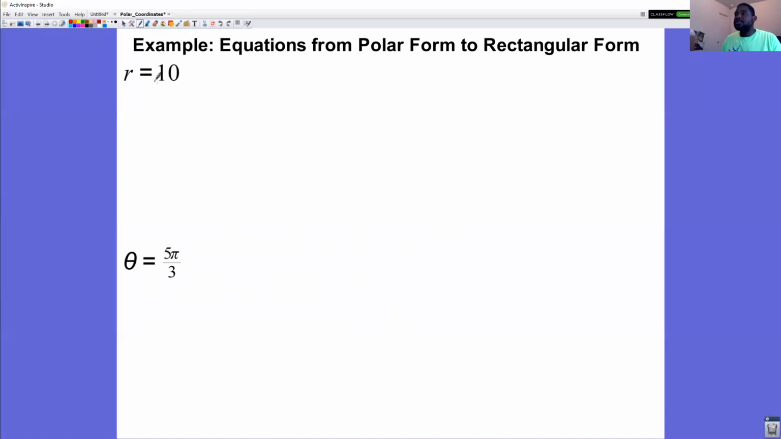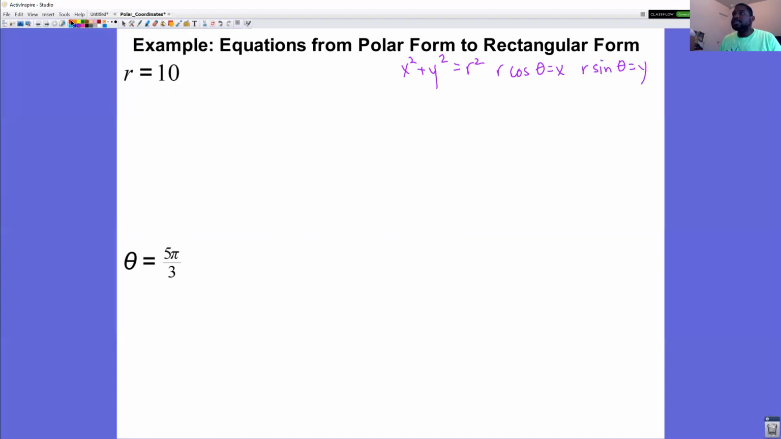So let's start with the first one. We have the polar equation r equals 10. So I like to consider working backwards. And so what I'm going to do is, I don't want r, I want r squared, because that's going to help me get the equations I want. So let me write down the three equations we used before. We have x squared plus y squared equals r squared. And we have r cosine theta equals x and r sine theta equals y.